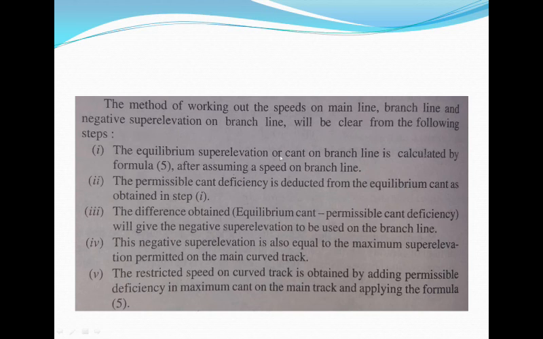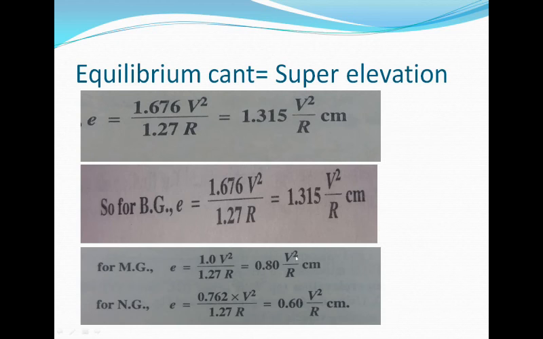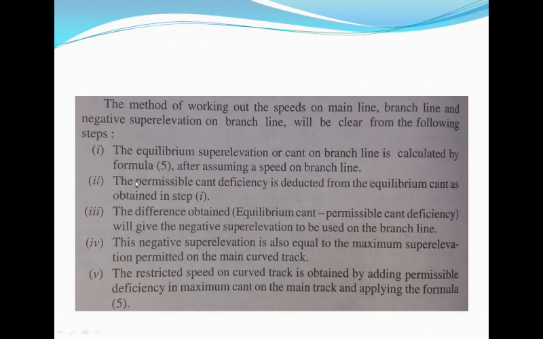The equilibrium super elevation or equilibrium cant on the branch line is calculated by the formula given by equation 5. Equation 5 is nothing but what we have already discussed in the previous slides. This is the formula which we are going to use for calculation of equilibrium cant. E is equal to 1.6... That is the formula which we are going to use for calculating the equilibrium super elevation. The permissible cant deficiency is deducted from the equilibrium cant as obtained in step 1. Next, I am going to explain this in the problems itself.